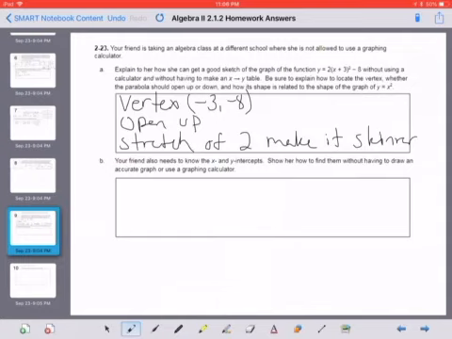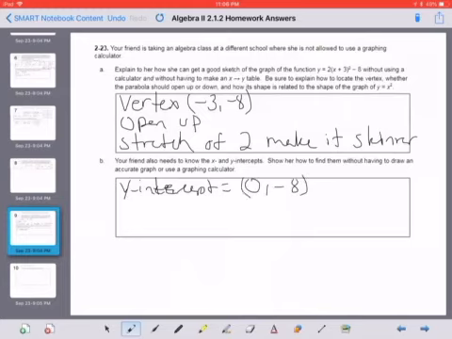Then it says, your friend also needs to know how to find the x and y intercepts. Show how to find them without having to draw an accurate graph or using a graphing calculator. So to find the y-intercept, we just plug in 0 for x, and it ends up being -8. So the y-intercept is (0, -8).